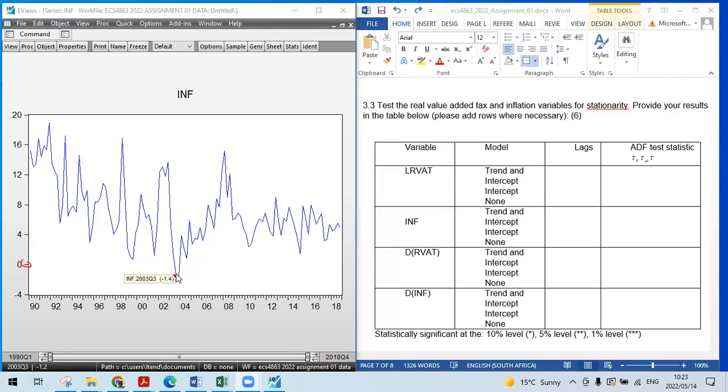So this one, we are not going to log it, because you can't log this variable. In some years it has negative numbers, and you can't log a negative number. If you log this one, in the year where it's negative, you won't have any number there. It will be undefined, right? So we don't log this one. You can check using these graphs. It's fine.